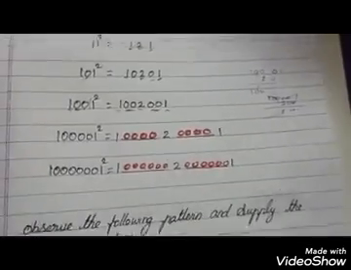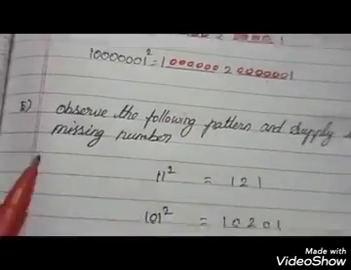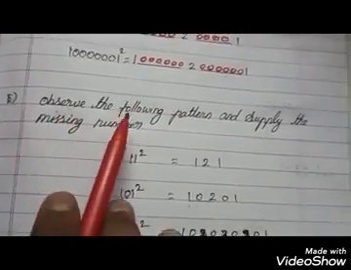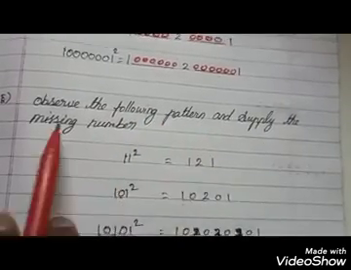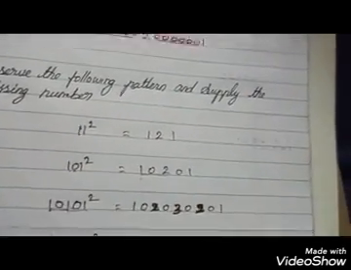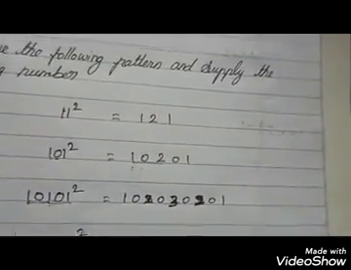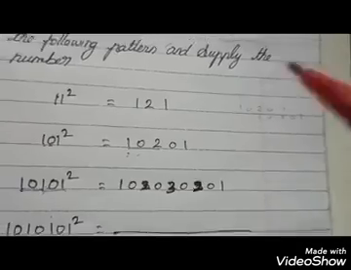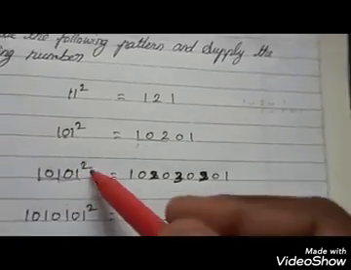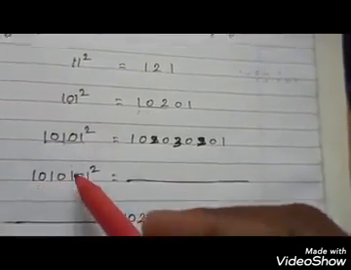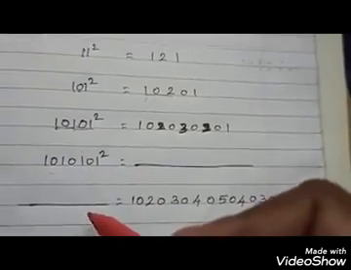The same way next we move on to question number 5. Observe the following pattern and supply the missing number. The same way here 11 square is there, 101 square is there, and instead of 1001 here 10,101 is there, 1,010,101 is there, and next we need to find.